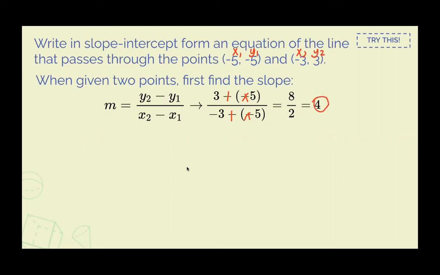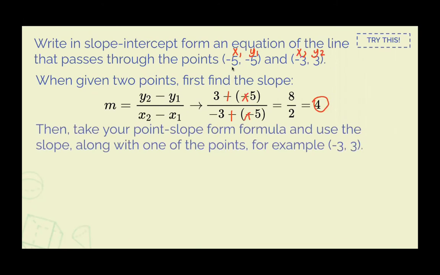And now that you have your slope, you can pick one of your points so that you can plug it into point slope form. In this case, I'll do (-3, 3). So our point slope form equation is y minus y1 equals m times x minus x1. Now that we've chosen one of our points, label them as x1, y1. Now that you've done so, you can plug in all your values.